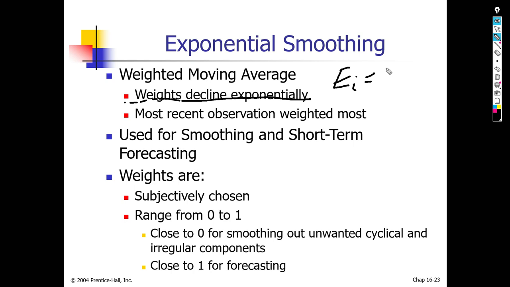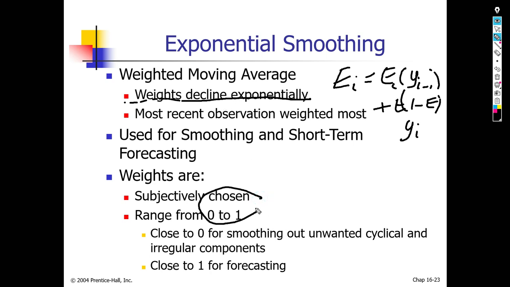Okay? So if I have the exponential smoothing Ei, for example, Ei is equal to W multiplied by Yi, plus 1 minus W multiplied by Ei minus 1. This is the general formula. So the value for the weight W ranges from 0 to 1.